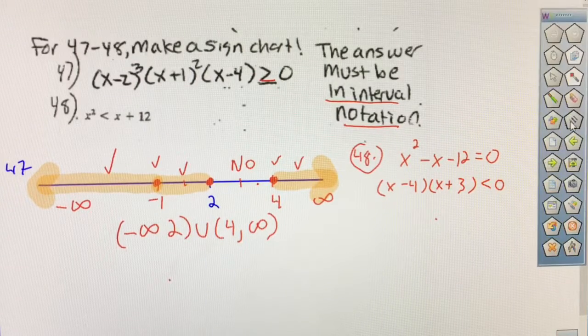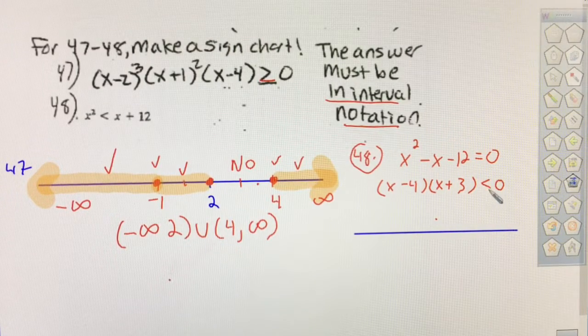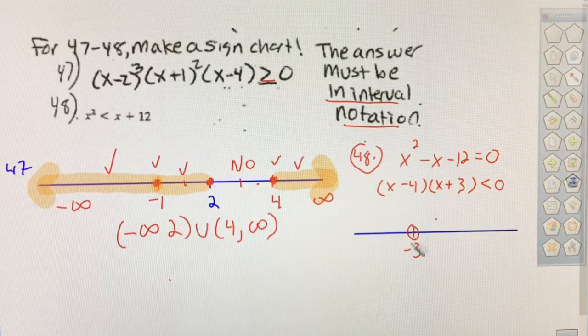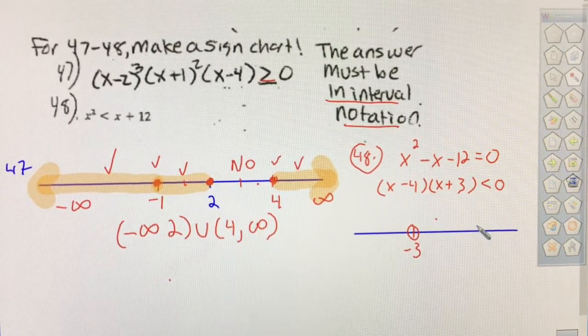So the values on my number line in this case, for 48, are going to be negative 3 and positive 4, or something happens. But because there's no line underneath the inequality, at negative 3, it's going to be an open circle. It's not allowed to equal negative 3. It doesn't touch negative 3 because there's no line under it. And at 4, there's another open circle.